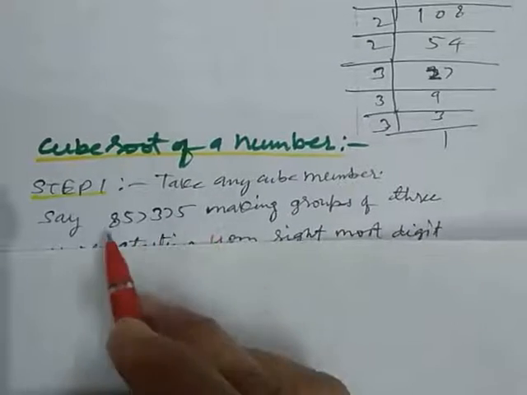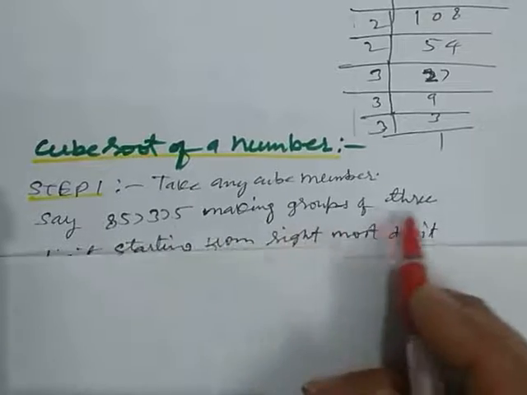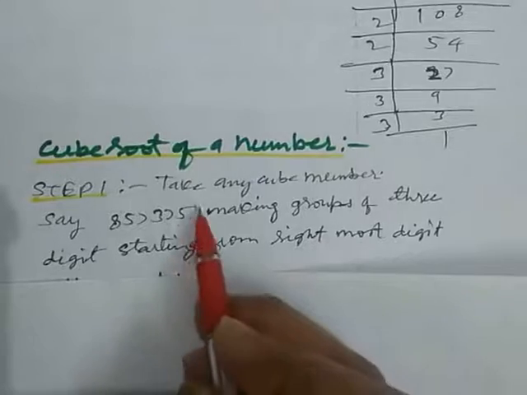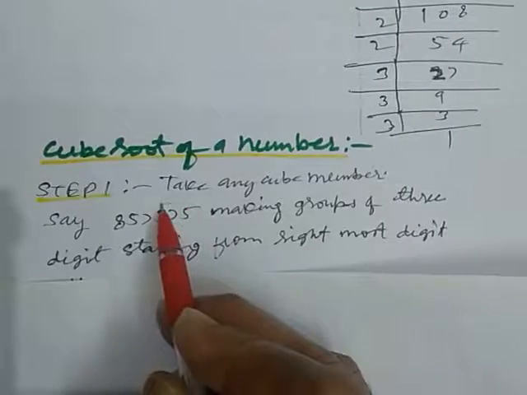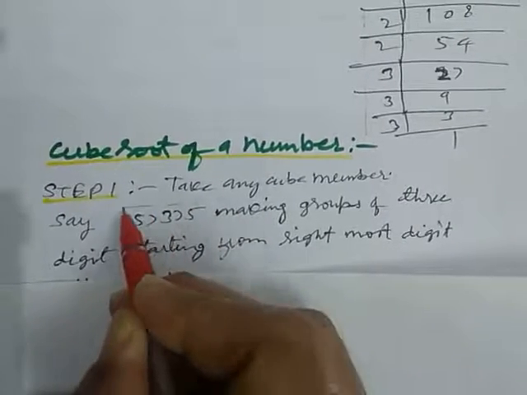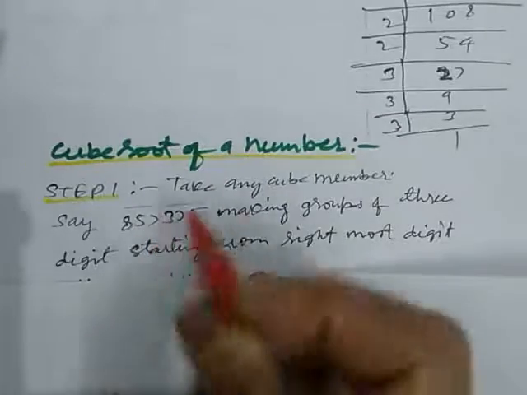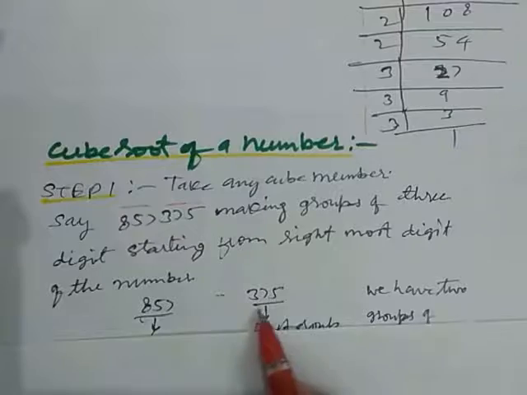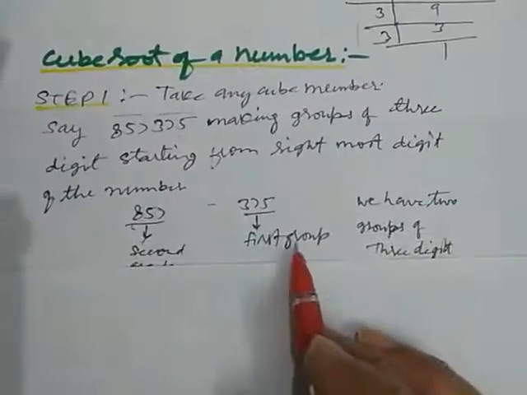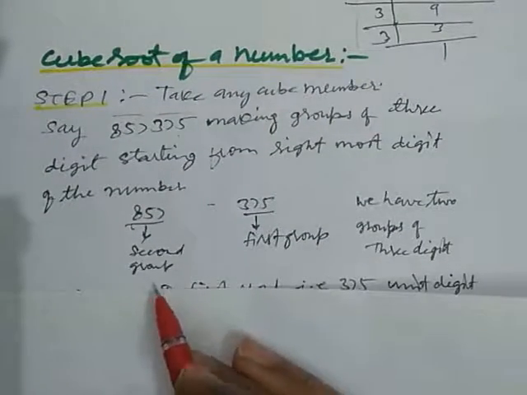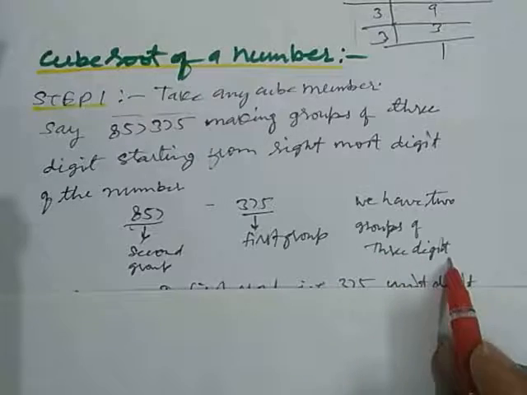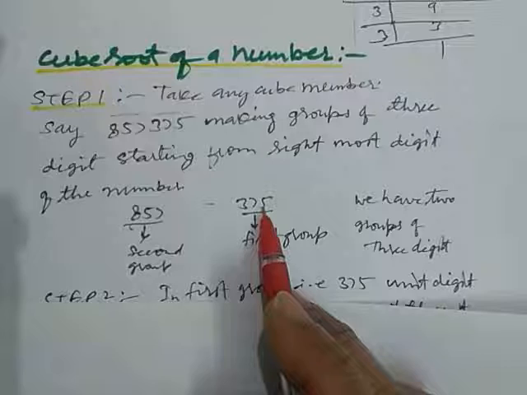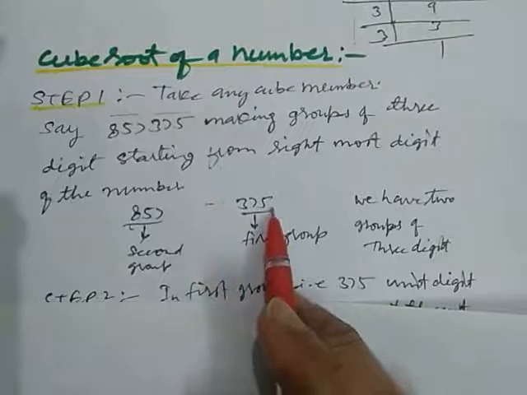857375. This number has 6 digits, so make groups of 3 digits, starting from the right side, like this and this. We make 2 groups, 857 and 375. These are the first group and the second group. We have 2 groups of 3 digits each.